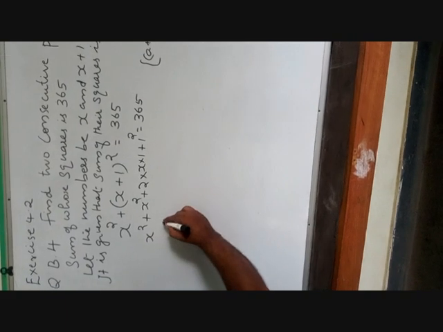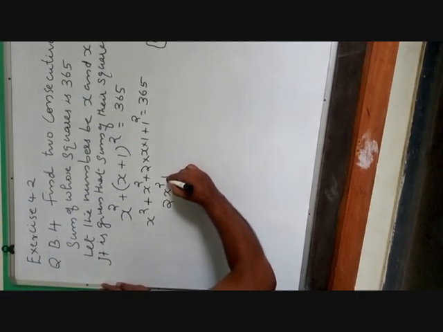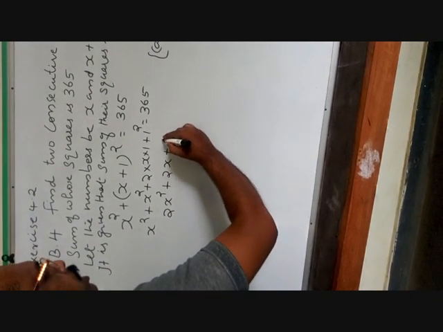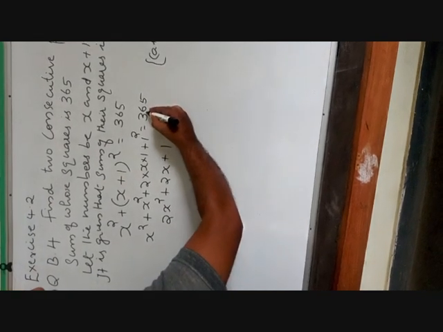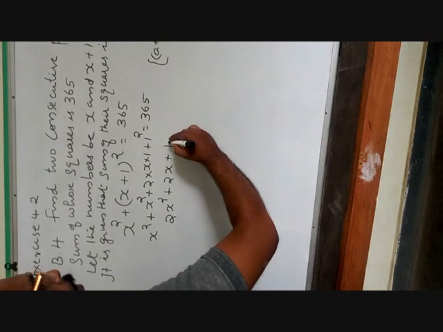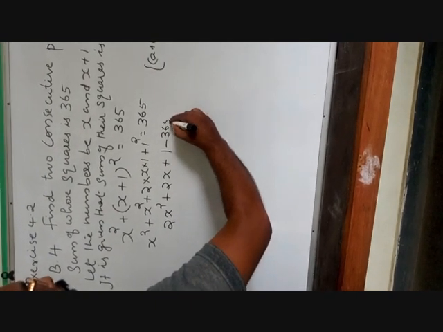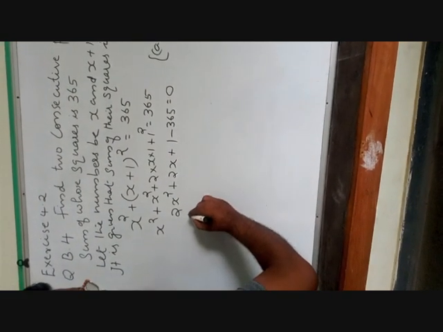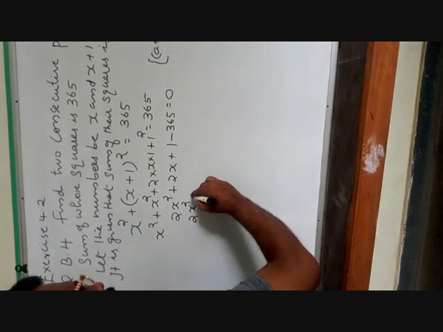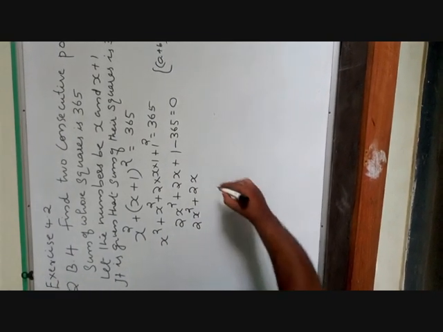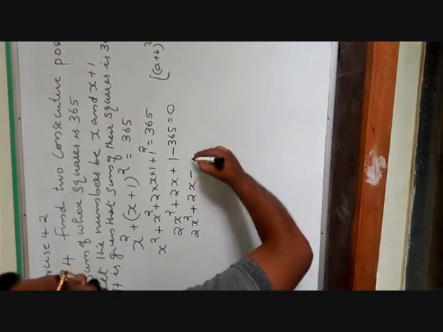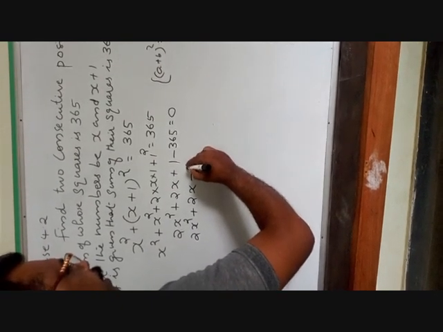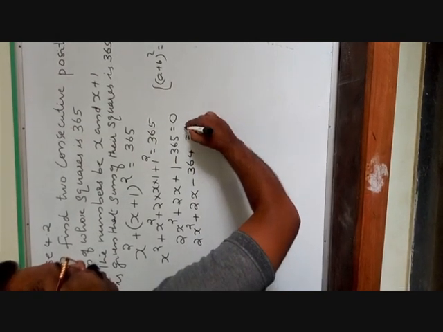Then we can arrange this one, x square plus x square, 2x square, plus 2 into x into 1, 2x, plus 1 square is 1. After that, this plus 365 will come to the left side. It will be minus 365 is equal to 0. This we can write 2x square plus 2x. After that, subtract this one, minus 1 minus 365, it will be minus 364 is equal to 0.